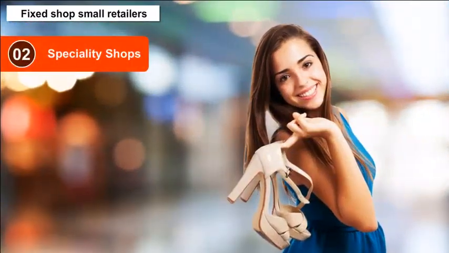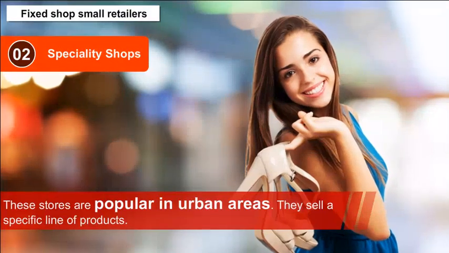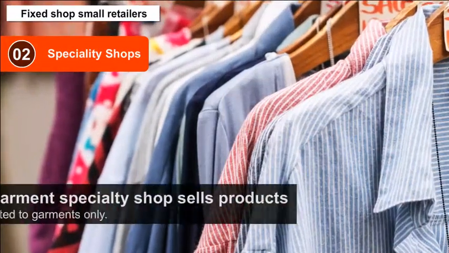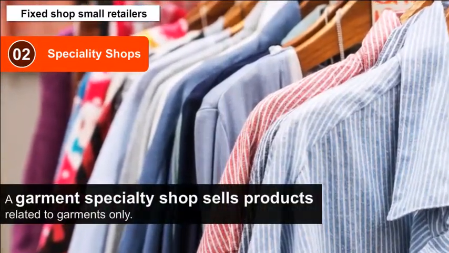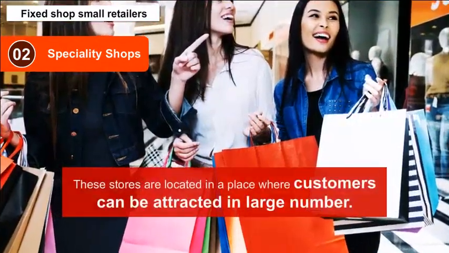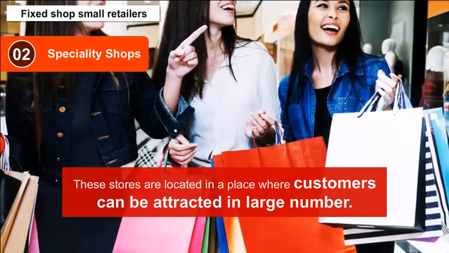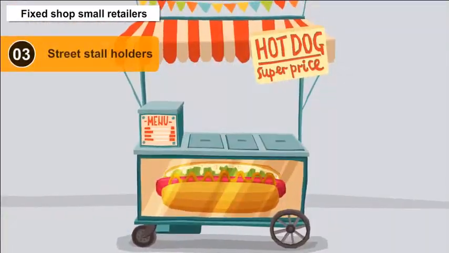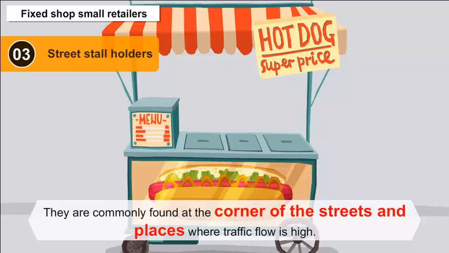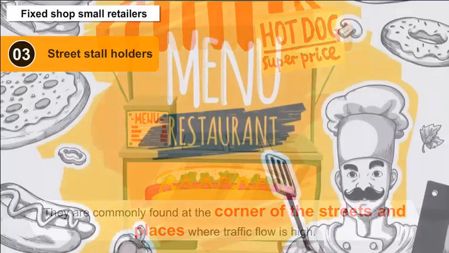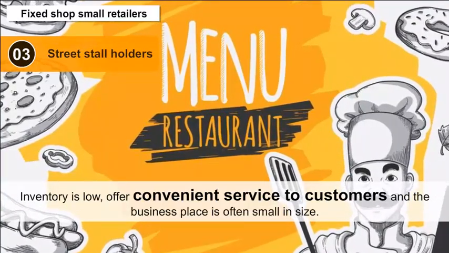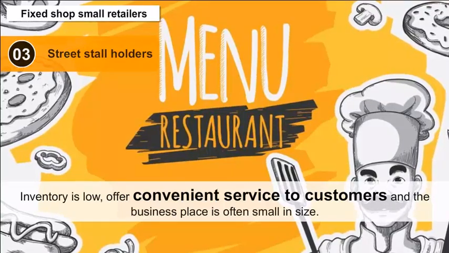Specialty shops. These stores are popular in urban areas. They sell a specific line of products. For example, a garment specialty shop sells products related to garments only. These stores are located in a place where customers can be attracted in large number. Street stall holders. They are commonly found at the corner of the streets and places where traffic flow is high. Inventory is low, offer convenient service to customers, and the business place is often small in size.